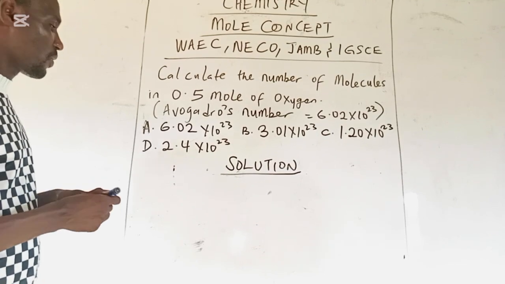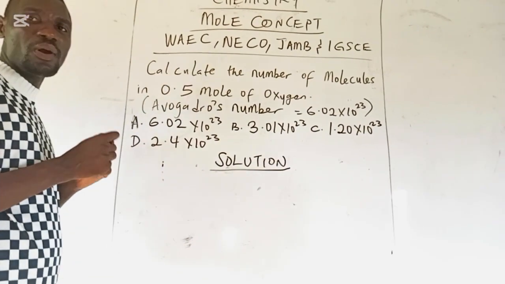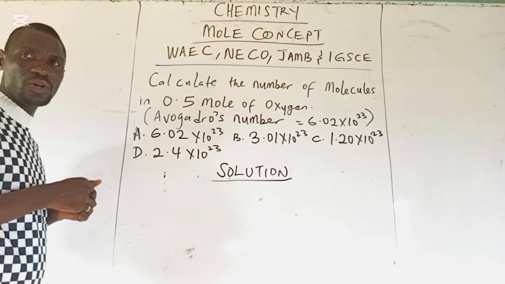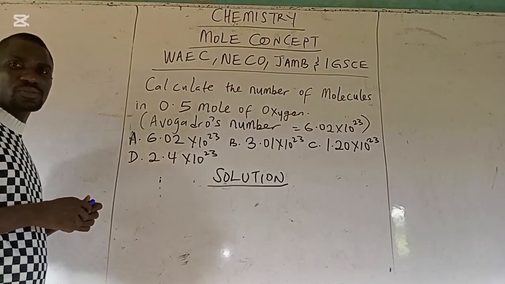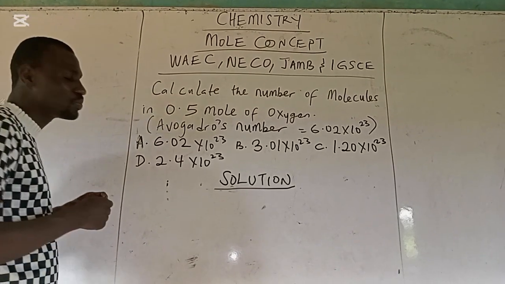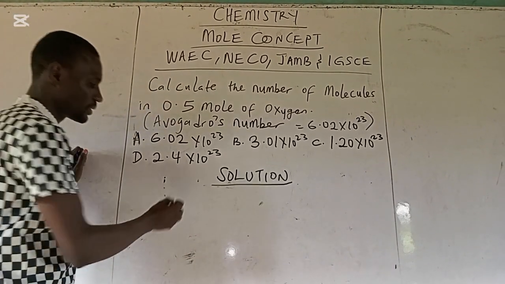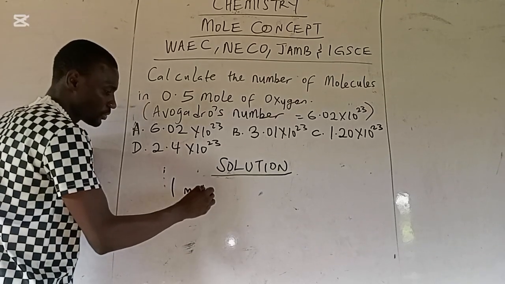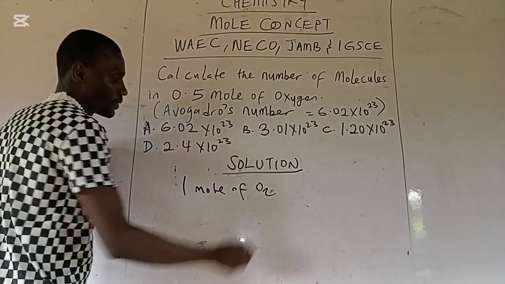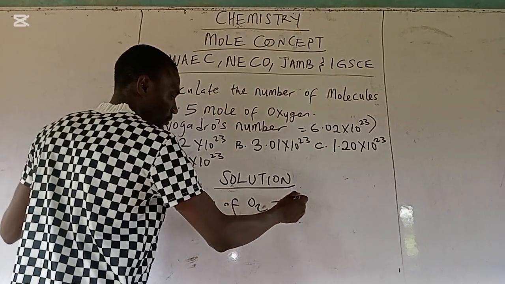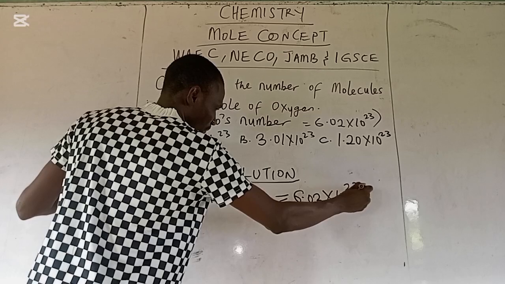Now, we say 1 mole of any particle, ion, atom, or electron equals 6.02 times 10^23. So I'm writing it: 1 mole. So in this case, 1 mole of oxygen equals 6.02 times 10^23.